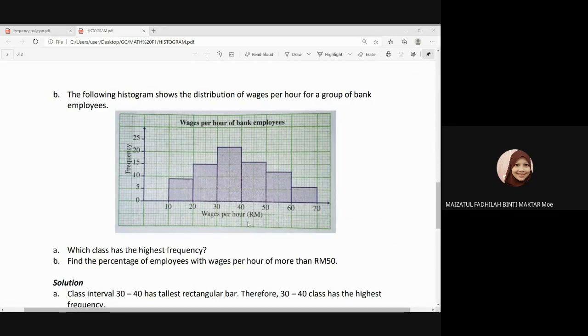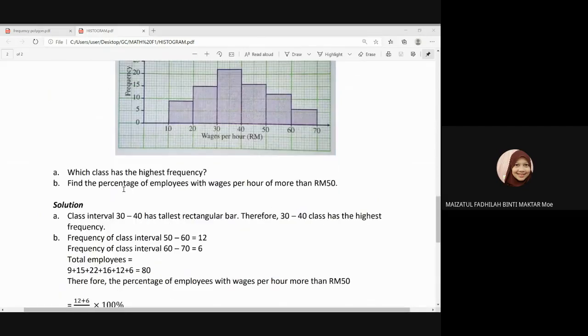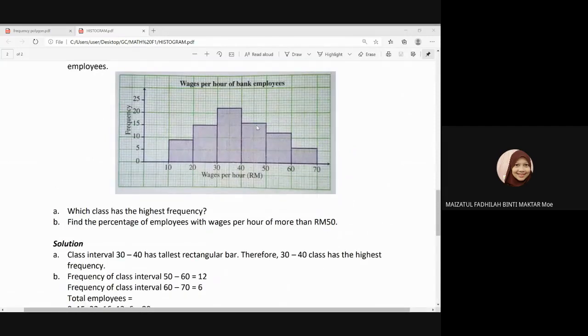Right, wages per hour, ringgit measure, and frequency, and this is the data. The question asks you to find which class has the highest frequency. This one you can see on the graph. With the histogram, you can find the answer directly, but sometimes you need to calculate, depending on the question that is given to you. Like this one, which class has the highest frequency?